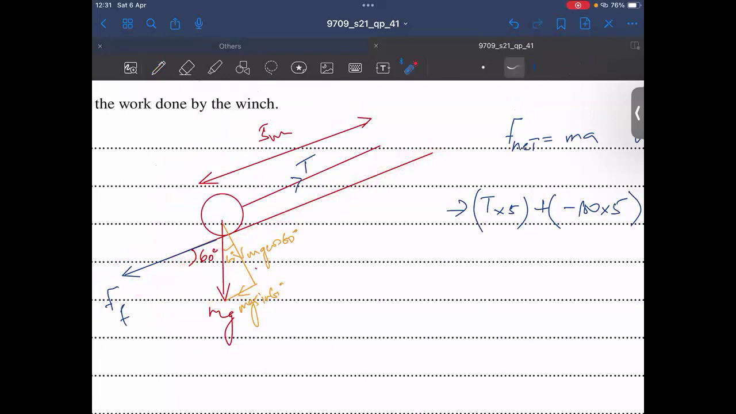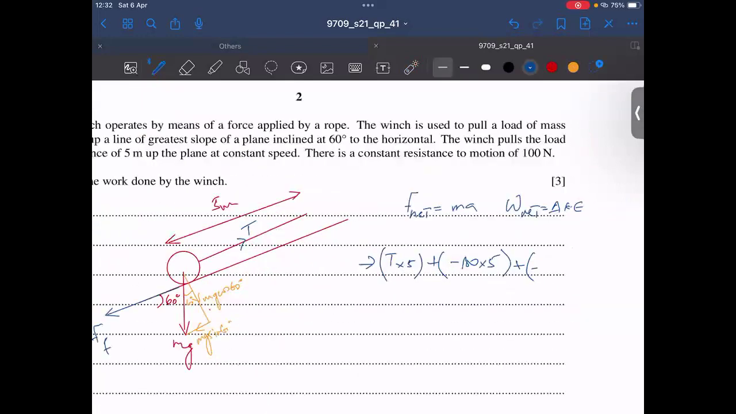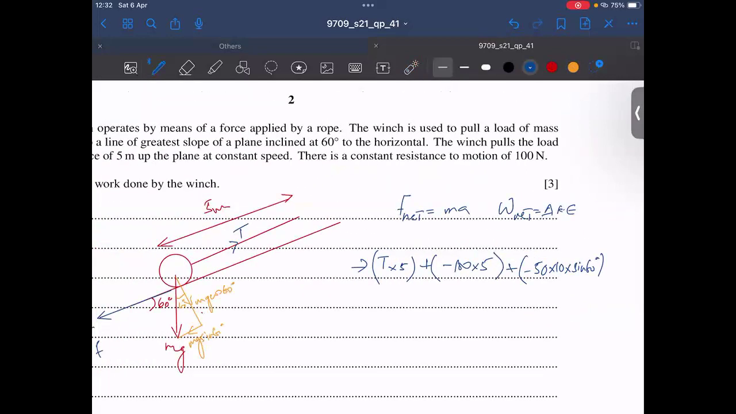We have the displacement along the plane, and another force that is acting along the plane, so there would be work done by this component as well. The direction of this component is down the plane, while the displacement is up the plane, so we're going to take this work done as negative as well. So minus mg, which is 500. mg is 50 times 10 times sine of 60.